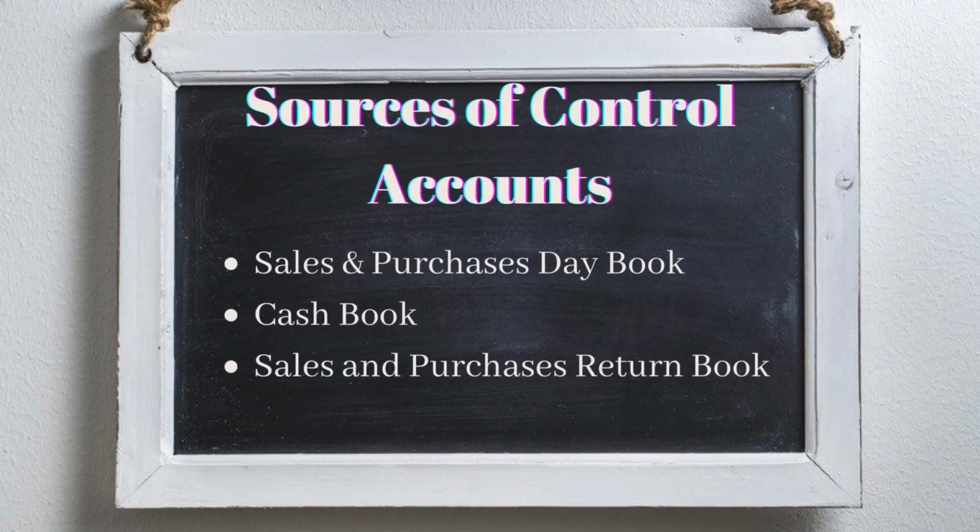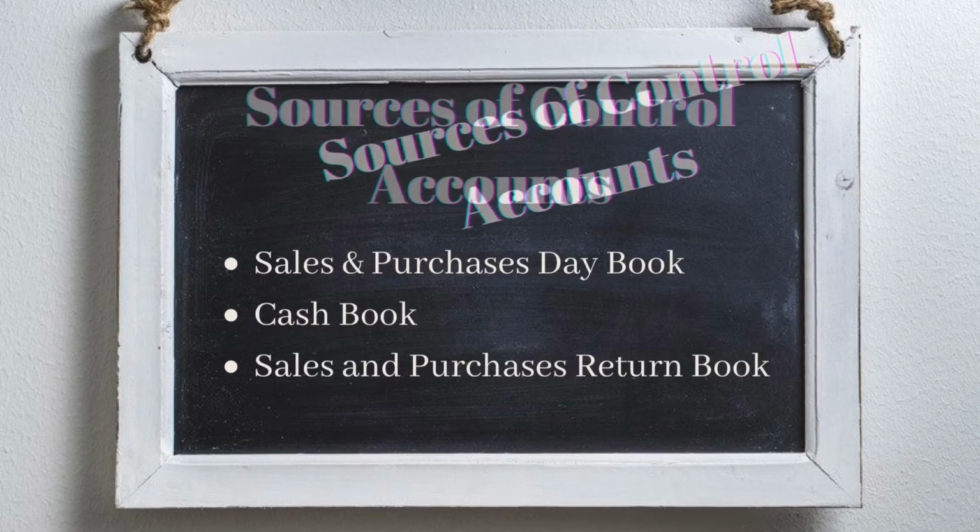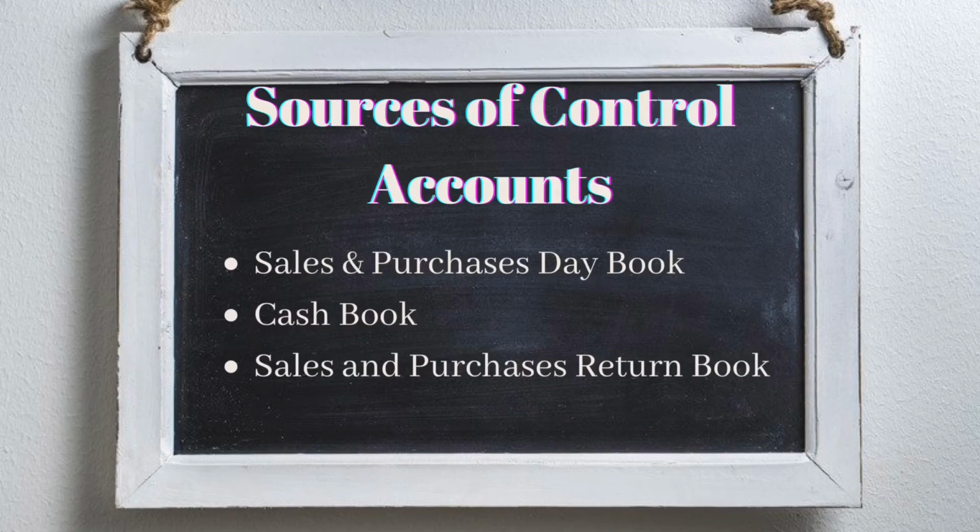Now the sources of the control account, meaning where does the control account get its information from? It gets it from the sales and purchases day book, the cash book, and the sales and purchases return book.